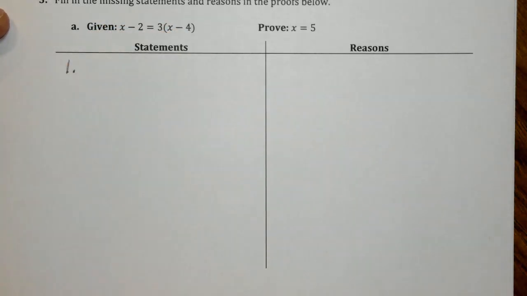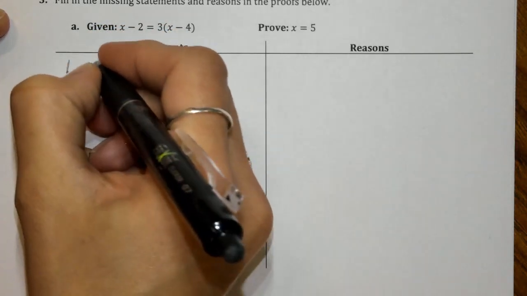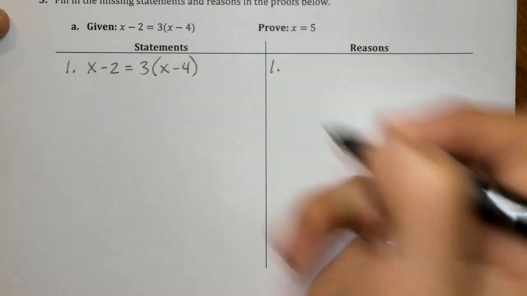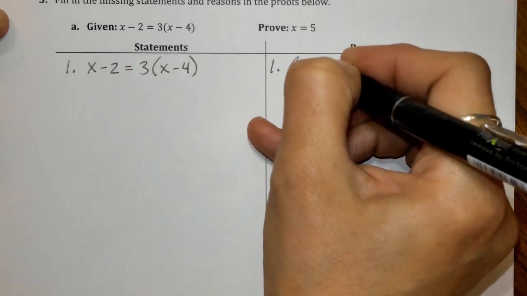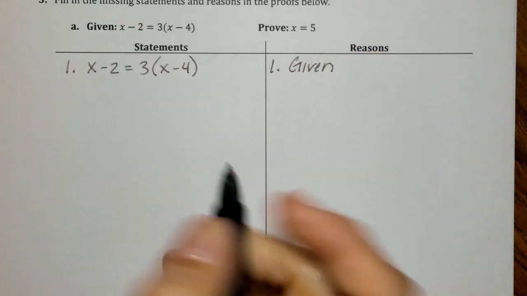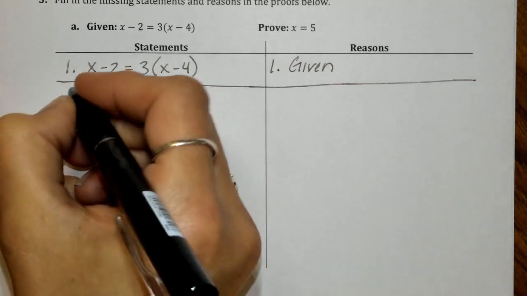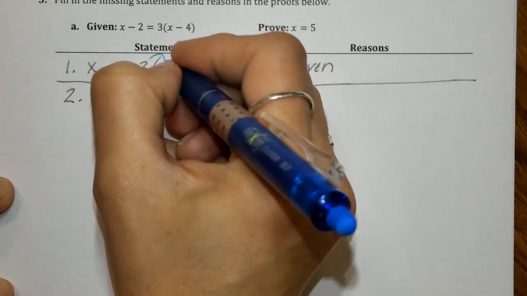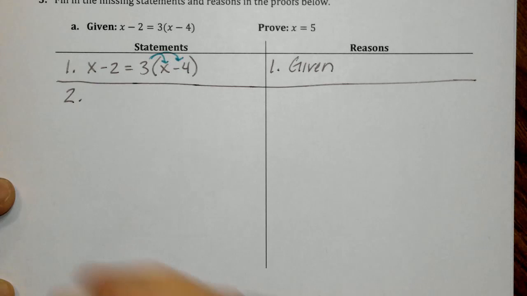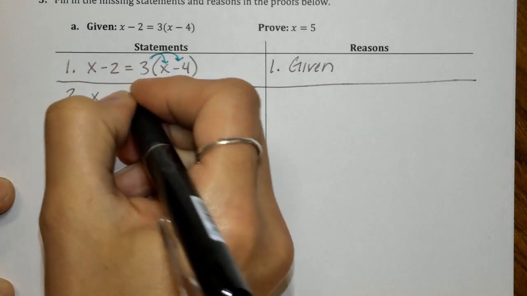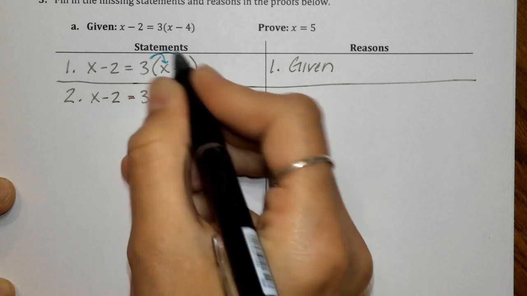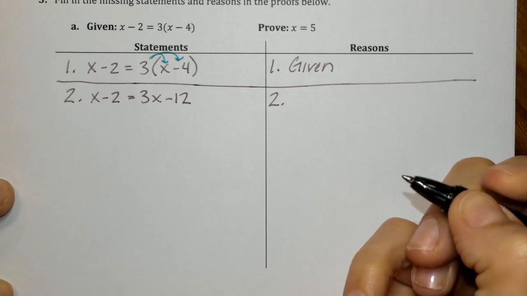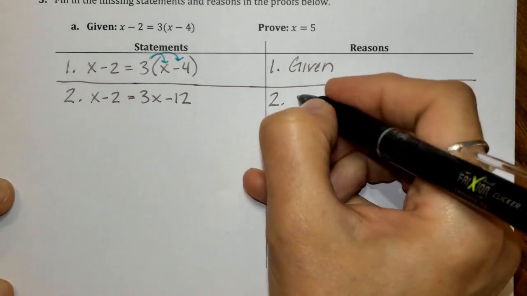Number 1, always number them. Copy down exactly what the given is. x minus 2 equals 3 parentheses x minus 4. Reason 1 is always the word given. I'll not worry about straight lines here. Step number 2, what are we going to do? Well, I'm going to start solving by doing distribution. So when I distribute this, I'm going to get x minus 2 equals 3 times x is 3x, 3 times -4, -12. And reason number 2, how did I get that? Why did I write that? Because I distributed.